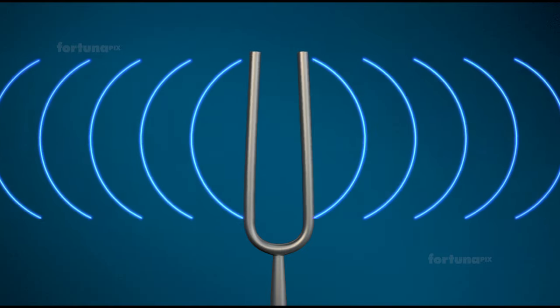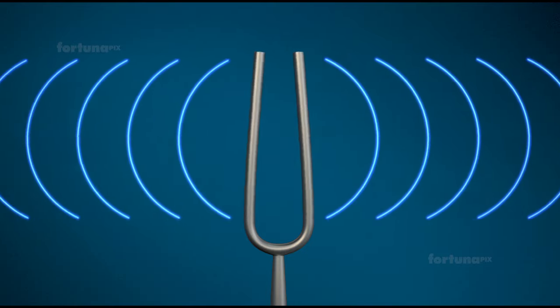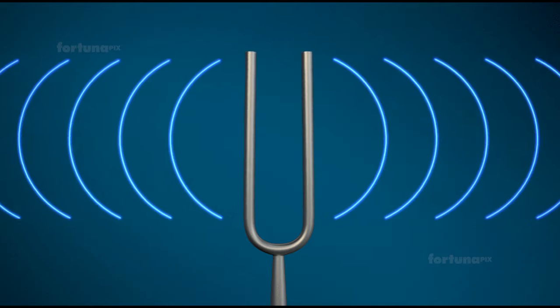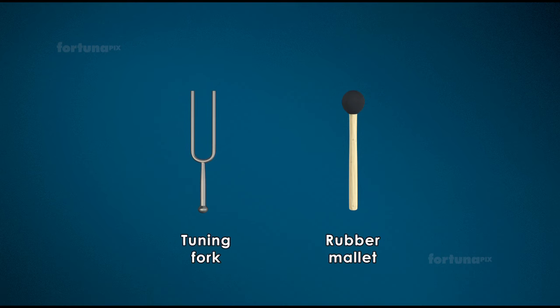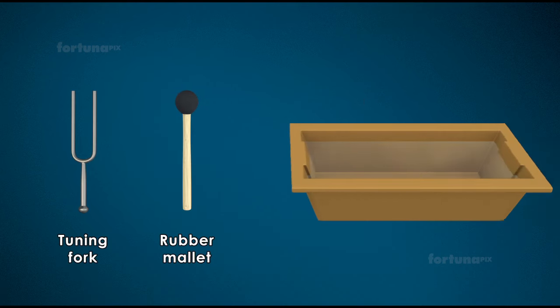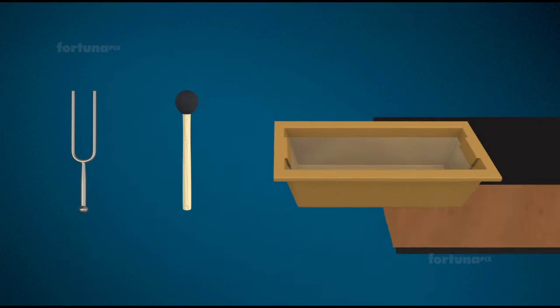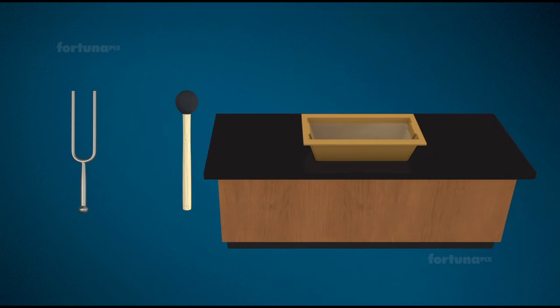Let's perform an experiment which will allow us to see the sound vibrations as they travel through a medium. For this experiment, we'll need a tuning fork, a rubber mallet, and a wide container of water. First, we'll place our container of water on the table, giving it time to become completely still.